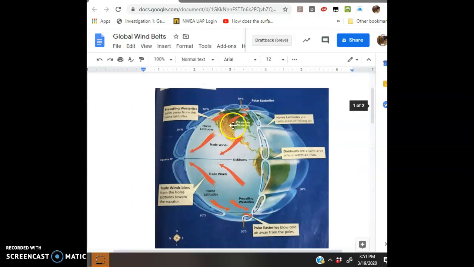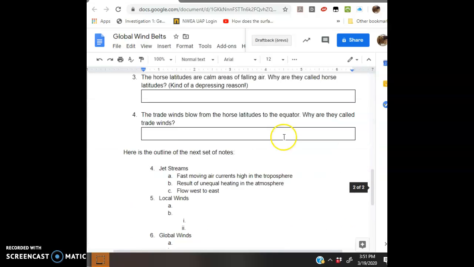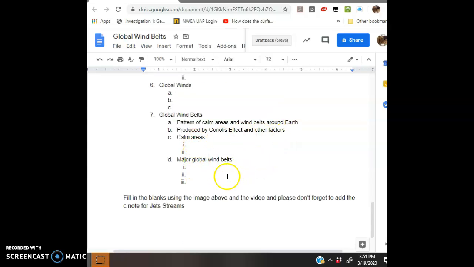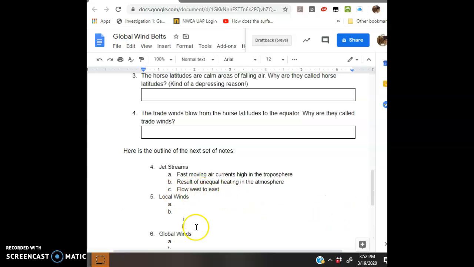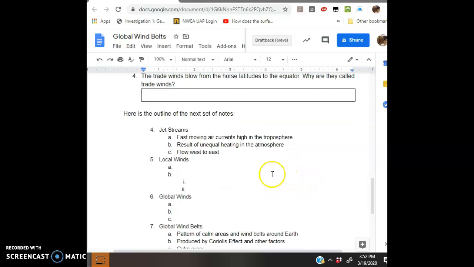So looking up at this picture, the two calm areas go here, and then the other three are called major global wind belts. So fill in the blanks using the image above and this video, and please don't forget to put that letter C in your jet stream notes. You can copy and paste this all onto the other document if you want to, or you can continue writing it down. Totally your choice. Okay, thank you.